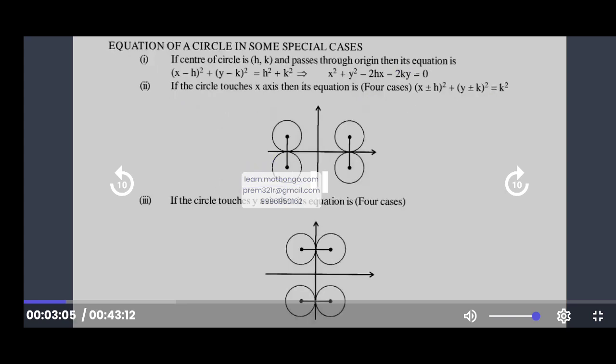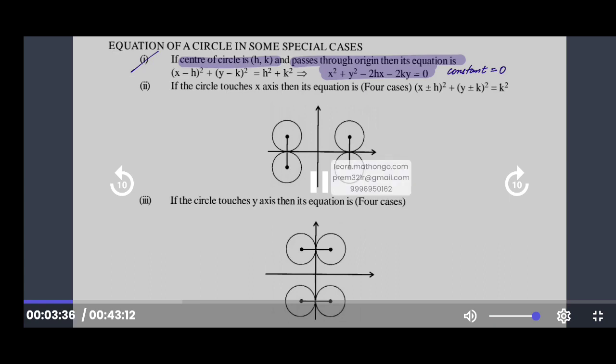Okay, so let's do equation of circle in some special cases, and this is the same formula sheet which has been provided to you. I'm just going to explain the formulas and their application. So the first point is, if the center of the circle is h comma k and it passes through origin, then the equation looks like this. Very, very important. You just have to remember that the constant is 0. There is no constant term in this particular equation. Constant will be 0 if the circle passes through your origin.